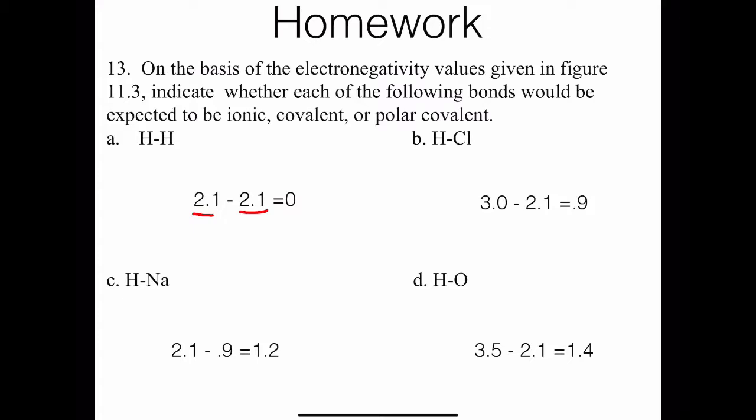For HCl, hydrogen is 2.1, chlorine 3.0, so we have a difference of 0.9. So you get the idea here. We're just finding the difference between the 2 values. So A, according to our chart that we talked about before, was covalent. That's a purely covalent, a non-polar covalent compound because there is 0 electronegativity difference. B is polar covalent because it's greater than 0.